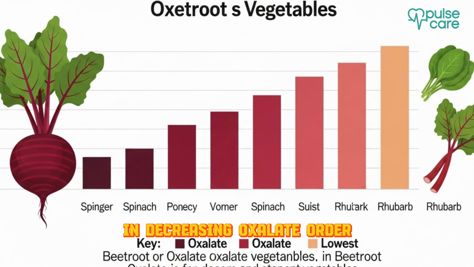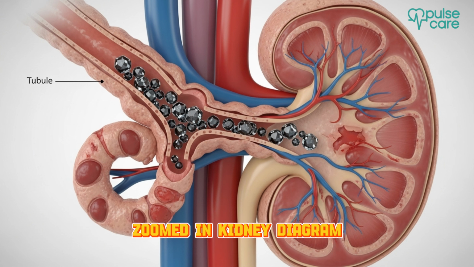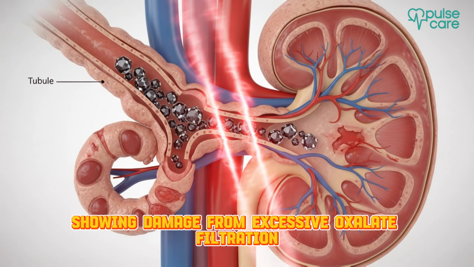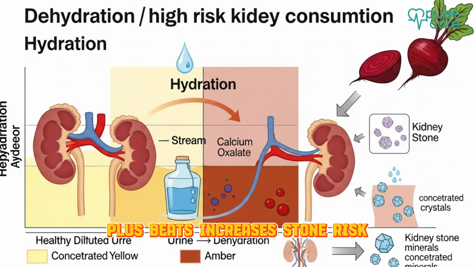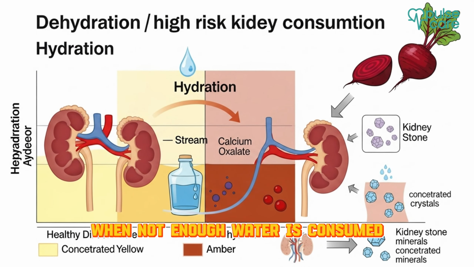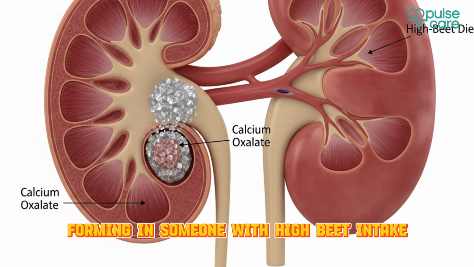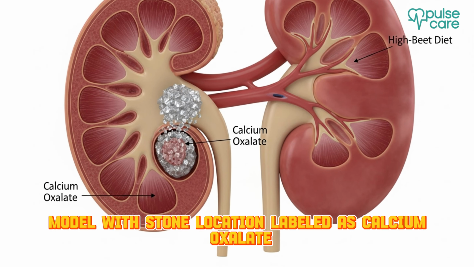In decreasing oxalate order. Renal tubule clogged with calcium oxalate crystals. Zoomed in kidney diagram showing damage from excessive oxalate filtration. Visual explanation of how dehydration plus beets increases stone risk. Side-by-side hydration chart showing concentrated urine when not enough water is consumed. Illustration of a kidney stone forming in someone with high beet intake. Anatomically correct model with stone location labeled as calcium oxalate.